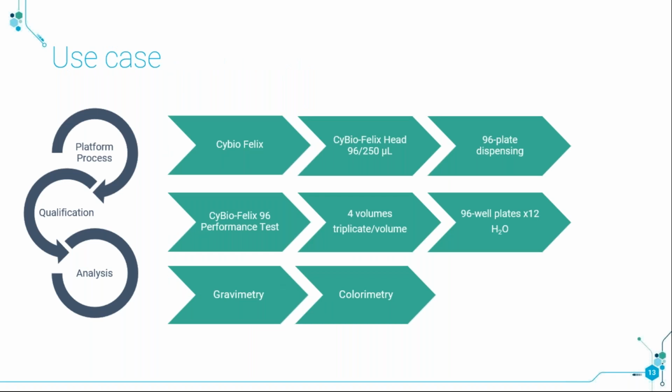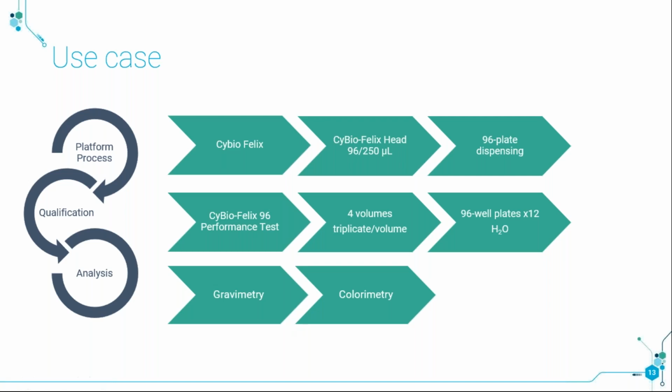So if I take an example and fill the box that I just presented to you, my platform is the CyBio Felix. The pipetting head is a CyBio Felix head. I'm going to do a 96 plate dispensing operation, and I call this particular platform process CyBio Felix performance test. I will use 12 96-well plates with water as a solvent, and I will dispense 4 different volumes and use both gravimetry and colorimetry information for my analysis.